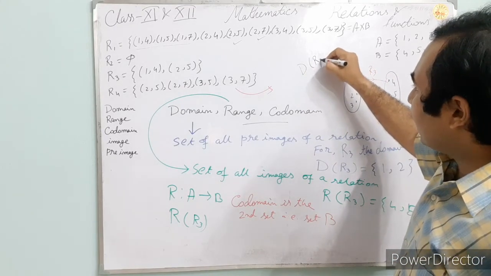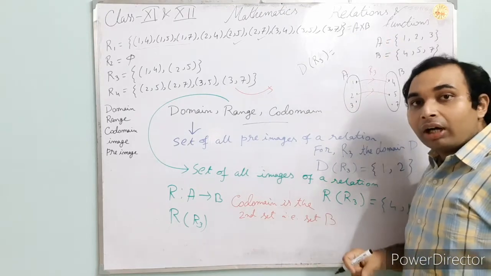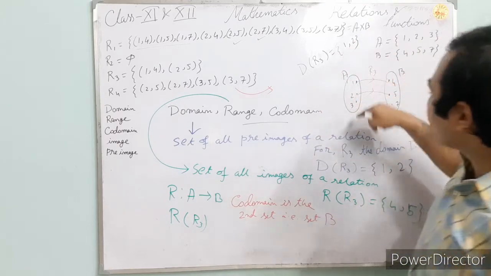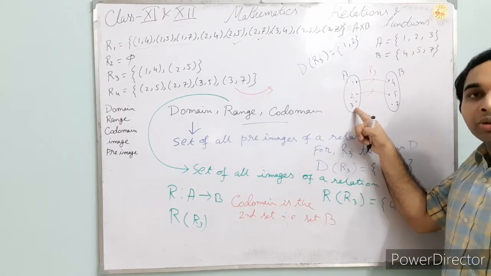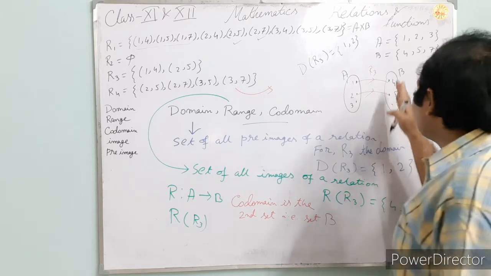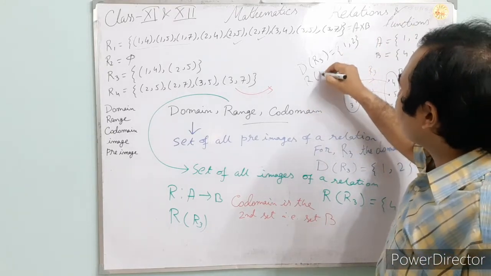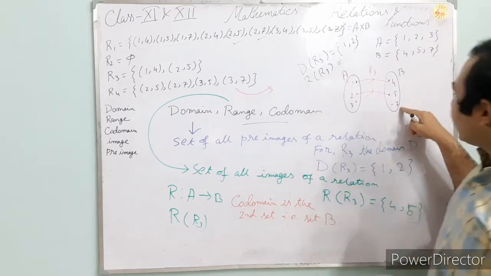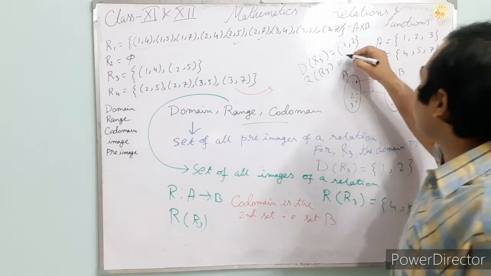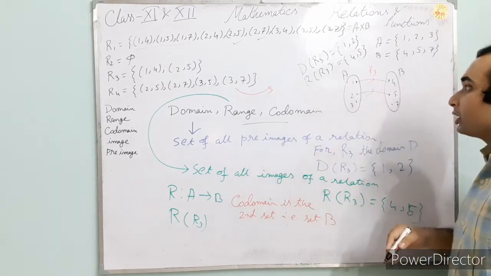Now the domain of R3. This is the set A, this is the set B. The domain of R3 will be 1 and 2, not the total set A, because 3 has no images in the set B. 3 is not related with any element of the set B. So obviously 3 will be omitted. Range of R3: here 7 is not related with any element of set A, so 7 will be omitted. So here will be 4 and 5. I have discussed this previously.